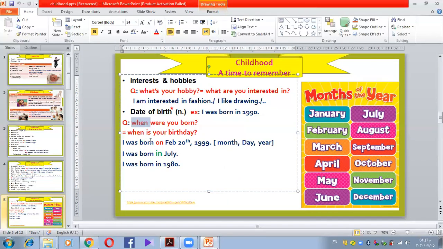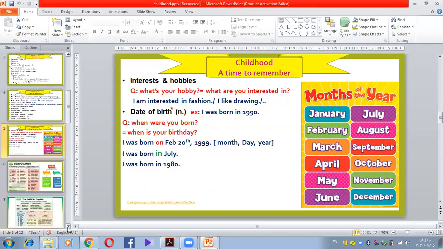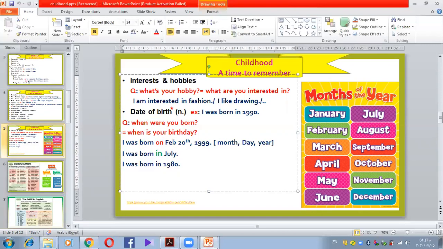You can say I was born. First, we use the preposition. What's the preposition we use with full dates? We use on. And then we have the month, February, then the day, 20th, and then the year, 1990. And what preposition do we use? On, if you use the full date, the whole date. Okay, if you are going to use just the month, do you remember? I was born in July. I was born in years as well, in 1980.